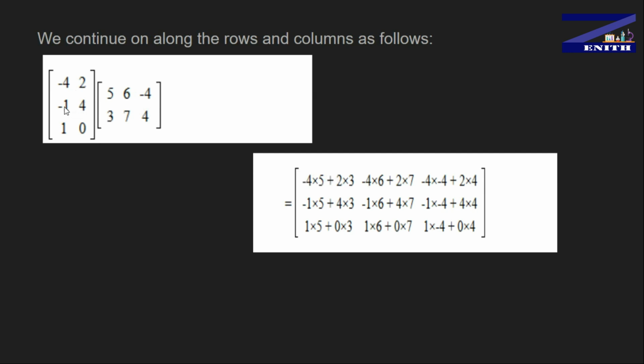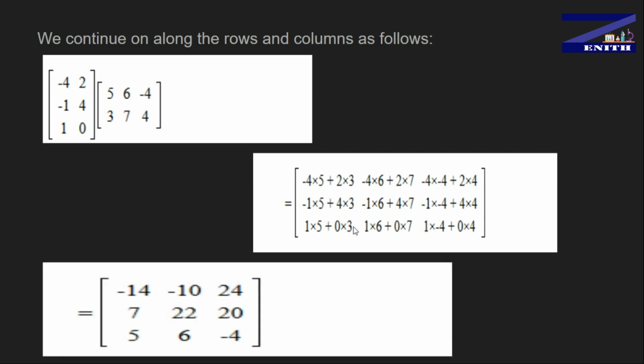Now we have to do the same thing to get all the elements of the second row. Minus 1 into 5, 4 into 3, just add them, minus 1 into 6, 4 into 7, and after that just add them, and you are getting this. Minus 1 into minus 4 and minus 4 into 4, you are getting this. Minus 1 with 5 and 0 with 3, you are getting this element. Then 1 with 6 and 0 with 7, and the same you have to do in the last one, 1 with minus 1 and 0 with 4. So you are getting all these elements, just add them, and in the end you are getting this.